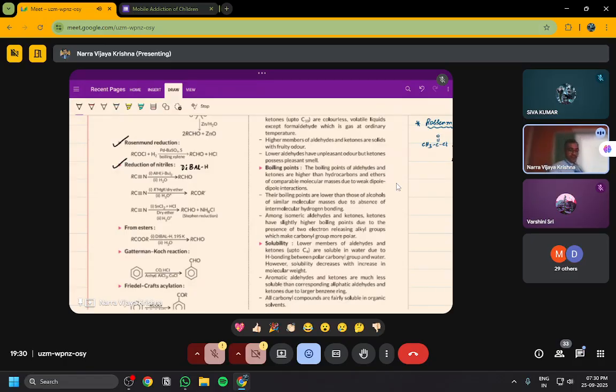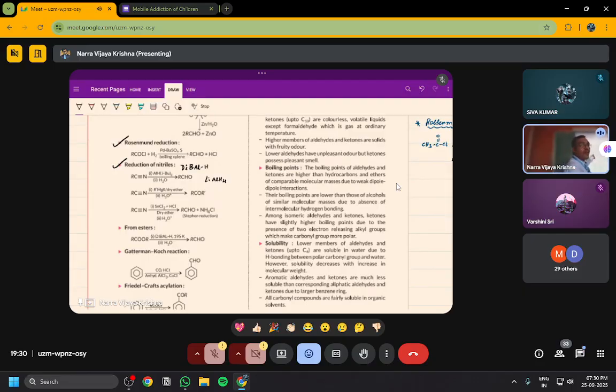Lithium aluminum hydride, LiAlH4. This is also an aluminum hydride. Hydrogen is present on aluminum. Here also hydrogen is present on aluminum, and here more hydrogens are present on aluminum. There only one hydrogen is present. As more hydrogens are present, it is a good reducing agent. It will reduce completely.